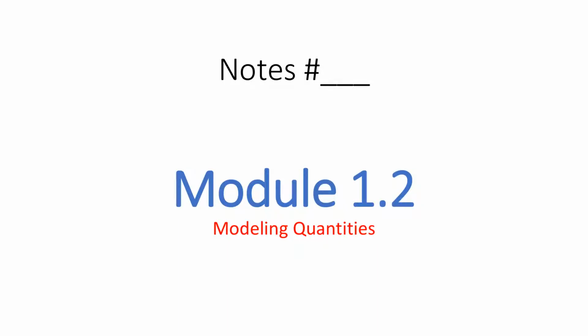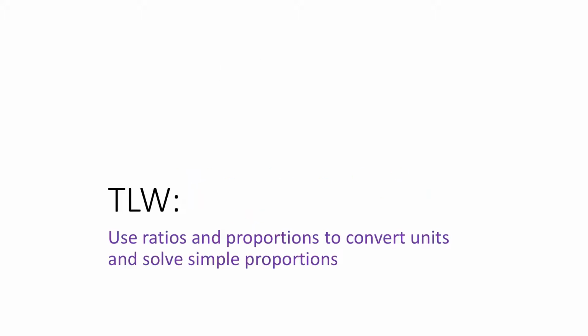Okay, so today we're going to be talking about Module 1.2, which is called modeling quantities. But what we're going to be specifically working with is ratios and proportions, how to solve those, how to set those up, and also dabble into a little bit of unit conversion today. Alright, so what you're going to be doing specifically today is using ratios and proportions to convert units and solve simple proportions.